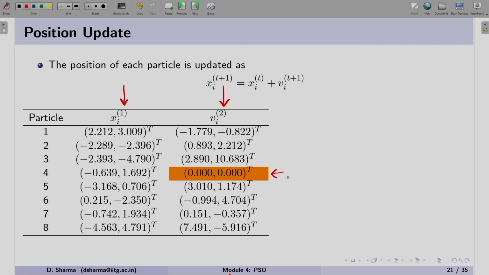It is because the velocity component is 0. Why is it so? Since it is generation number 1, in which the local best of the particle is the same as the current position, the cognitive part will become 0. Moreover, when we calculated the global best, we know that particle 4 was the global best. So, when we take the difference between the global best and the current position of the particle, the social part is also 0 for solution 4.